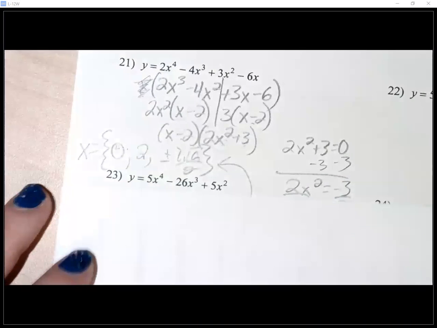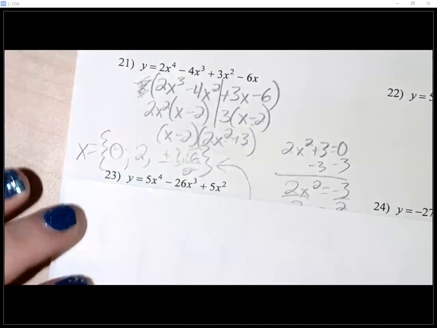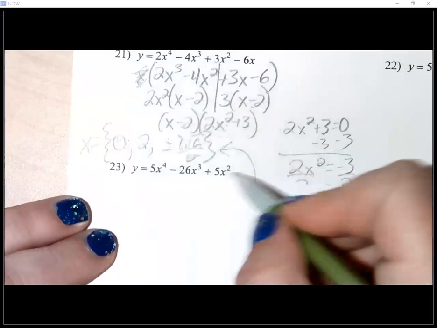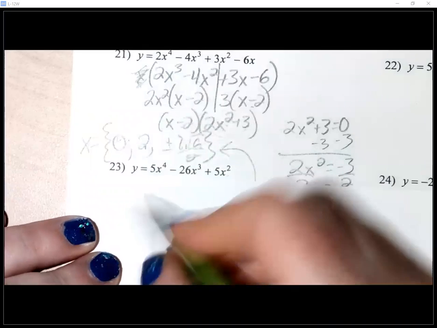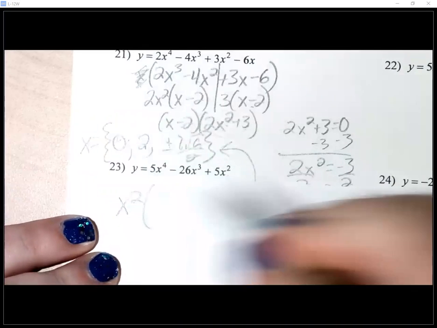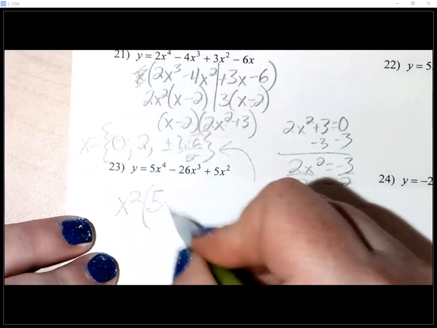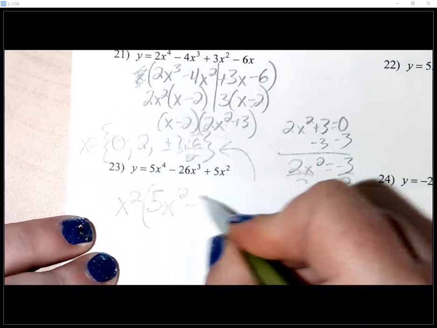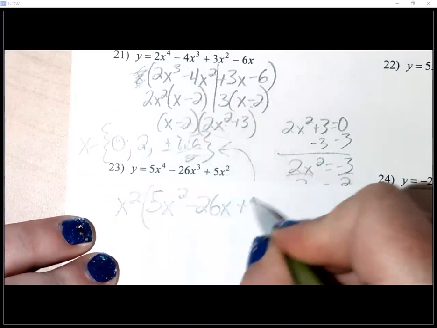So we're going to do 23. Let's see. First things first, pull out an x squared. Okay, so now I'm here.